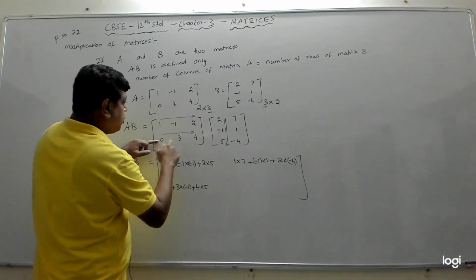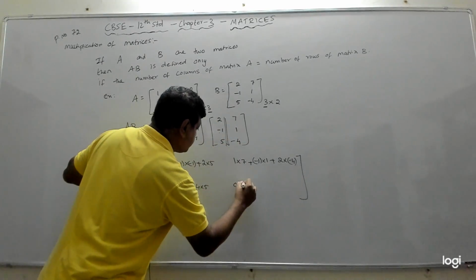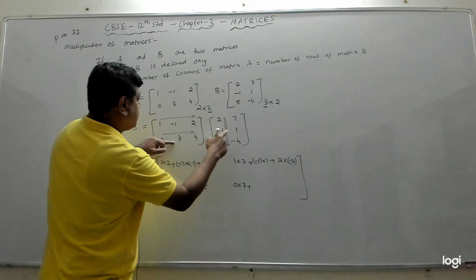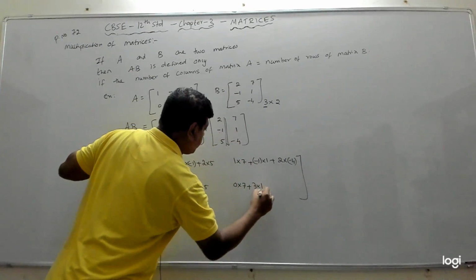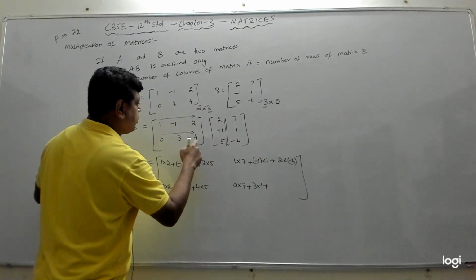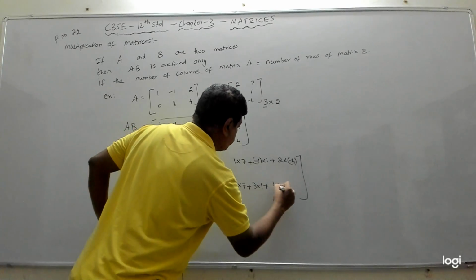So you have to do 0 into 7 plus 3 into 1 plus 4 into minus 4.